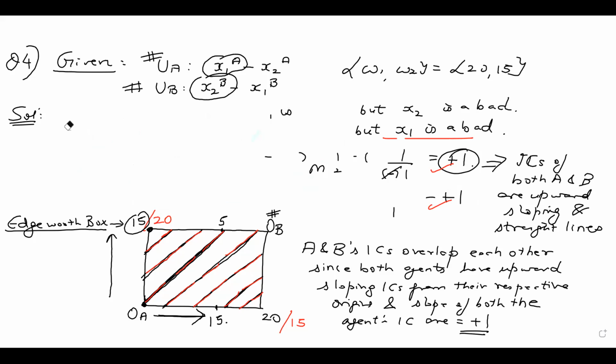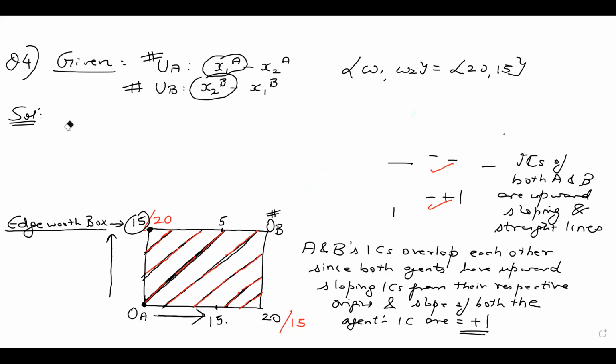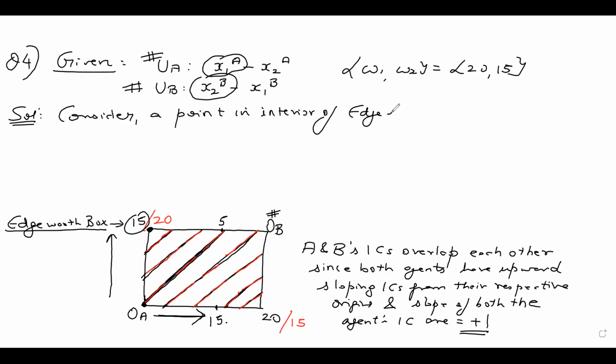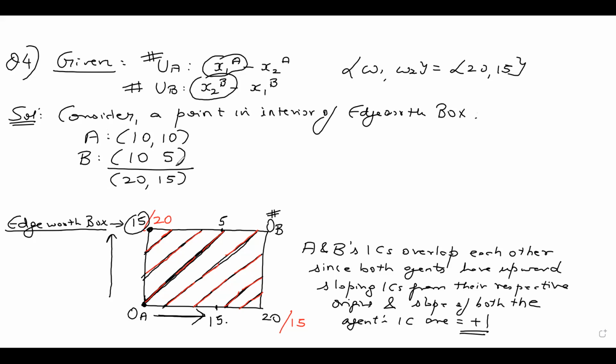let us look for the Pareto efficient points within the Edgeworth box. Okay, so consider a point in the interior of the Edgeworth box. Suppose A has, let's say, 10, 10. It lies in the interior of the Edgeworth box somewhere, and I have hypothetically taken it. And then how much does B have? The total must be 20, 15. So B has 10, 5.